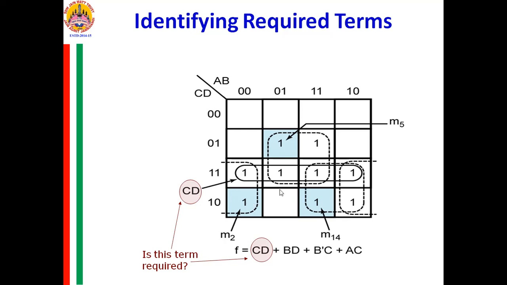Therefore, this quad is not essential in the Boolean expression where the function evaluates to 1. Even by omitting this particular term, the function will evaluate to 1 for all these possible combinations. With these three terms, you will get all these ones for the function f. Therefore, there is no necessity of this term CD.